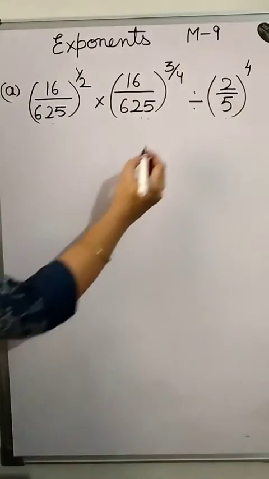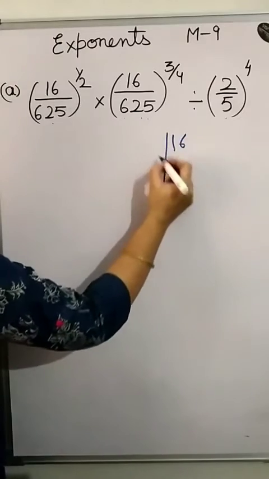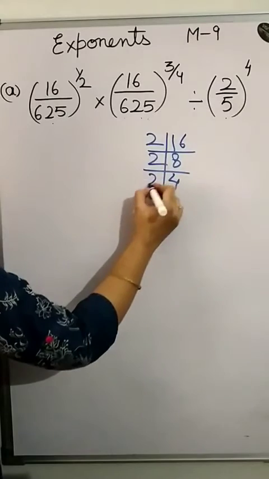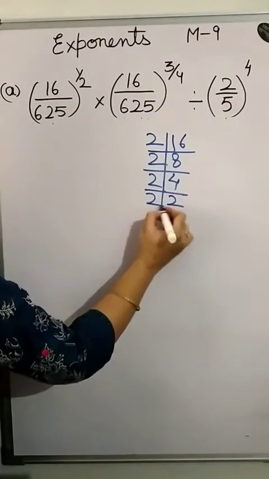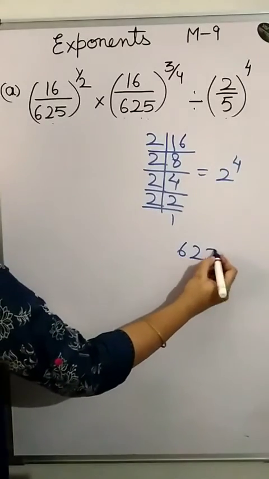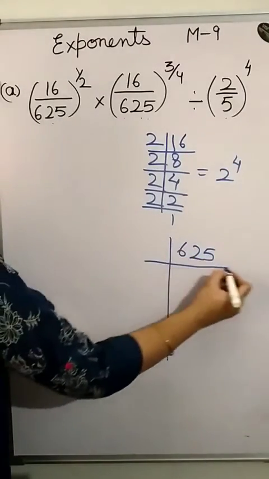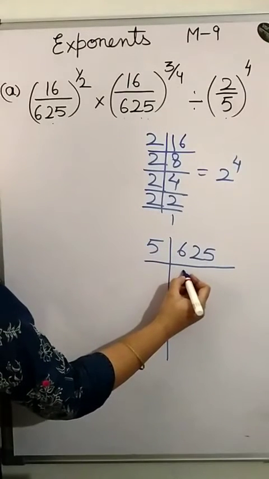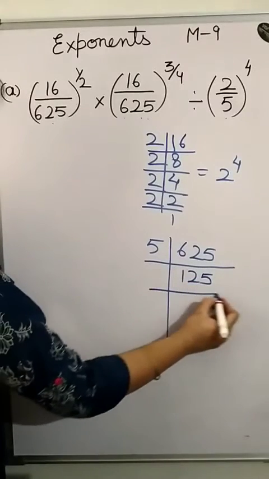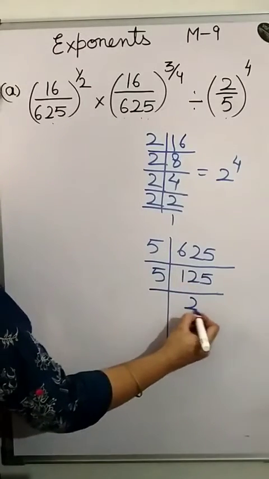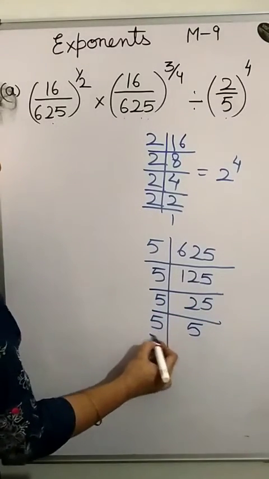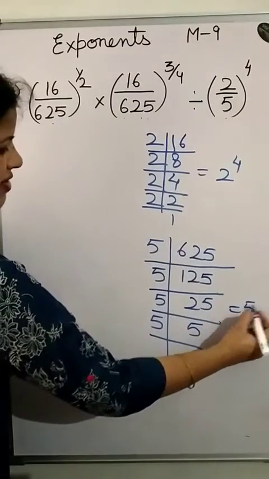Then how do we convert? We find the factorization of 16. So it is 2, 8, and this is 2, 4, and this is 2. So it is equal to 2 to the power 4. Similarly, 625. So we calculate it for 625 also. 5 is 5, this is 125, 5, 25. This is 5. So it is 5 to the power 4.